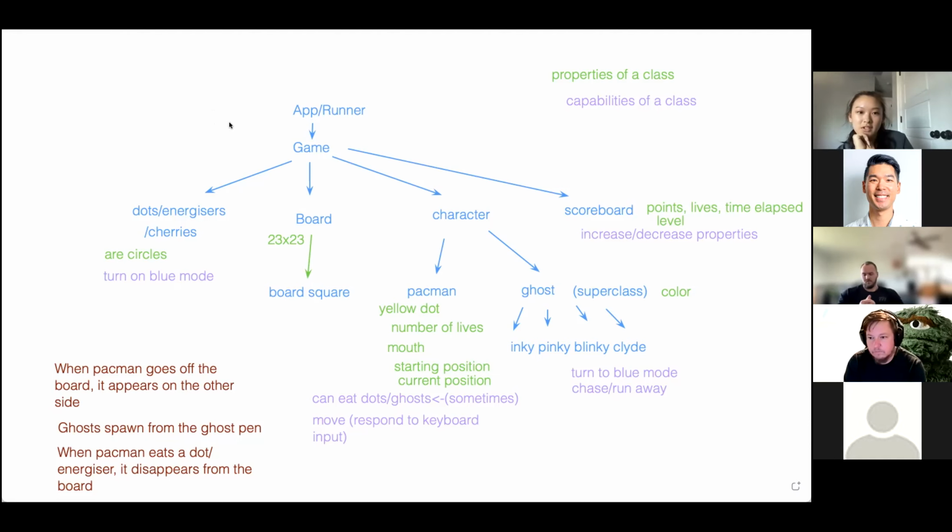Does anybody have any other functionality questions? Or any of the TAs have any challenge questions? Is a dot a child of a board square?